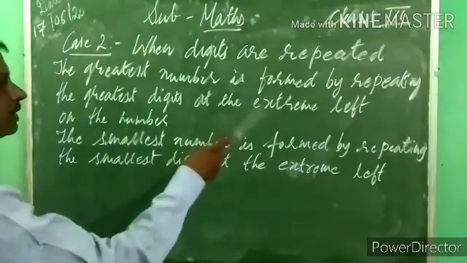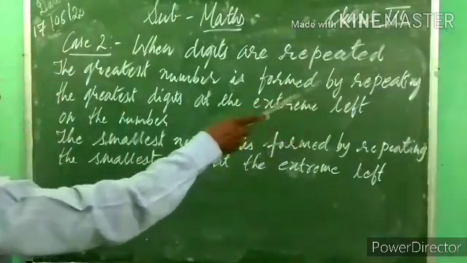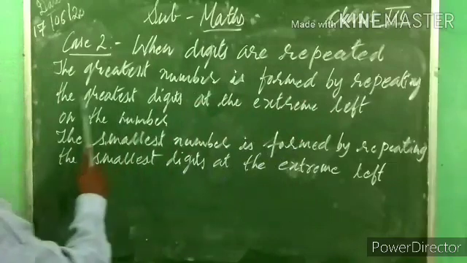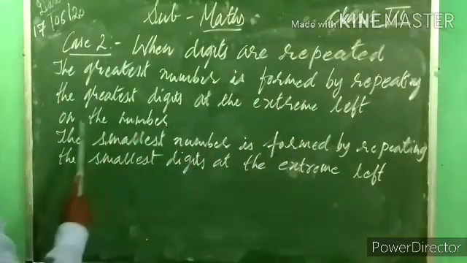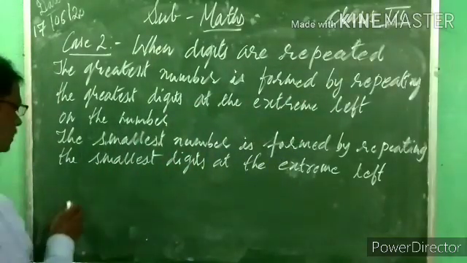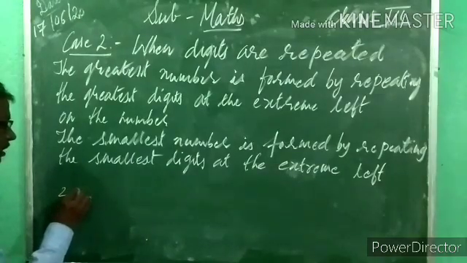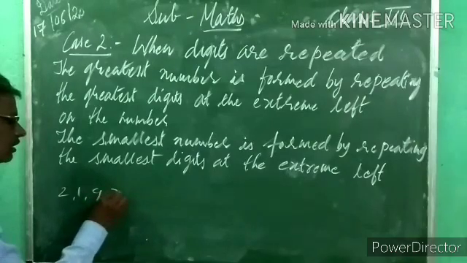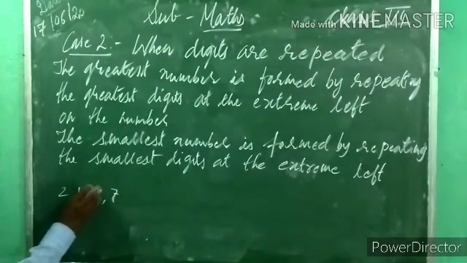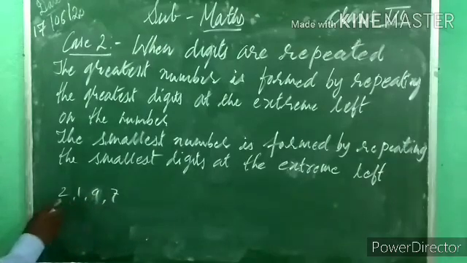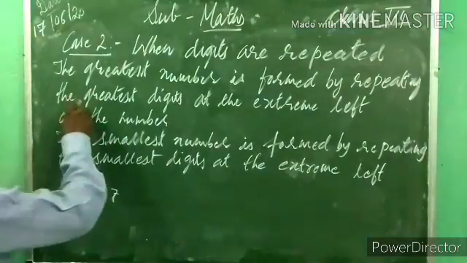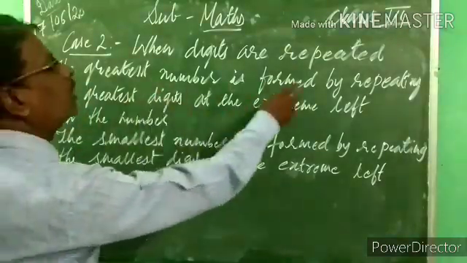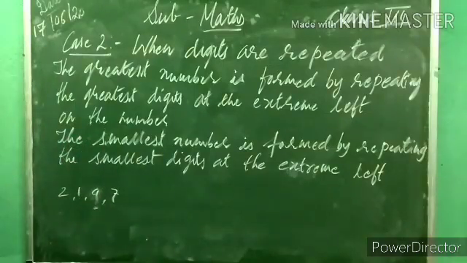Repeat means writing the same number again and again, not changing it. Repeat the greatest digit at the extreme left of the number. If 4 digits are given, for example 2, 1, 9 and 7, which is the greatest digit here? 9. So you have to repeat this greatest digit 4 times. The greatest number is found by repeating the greatest digit at the extreme left of the number.